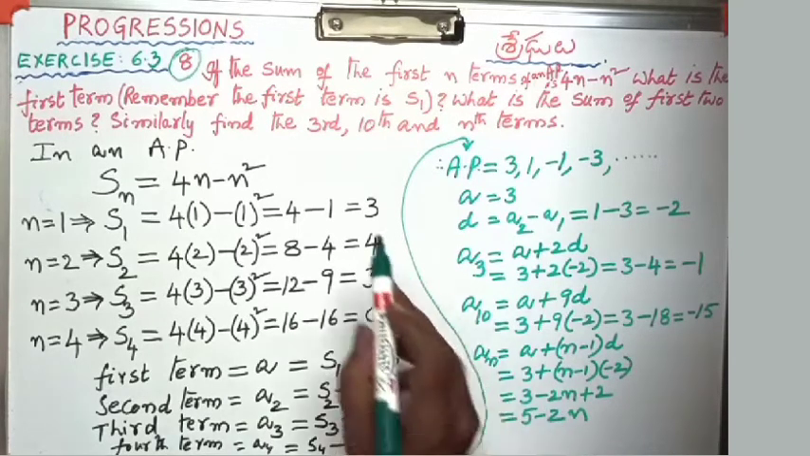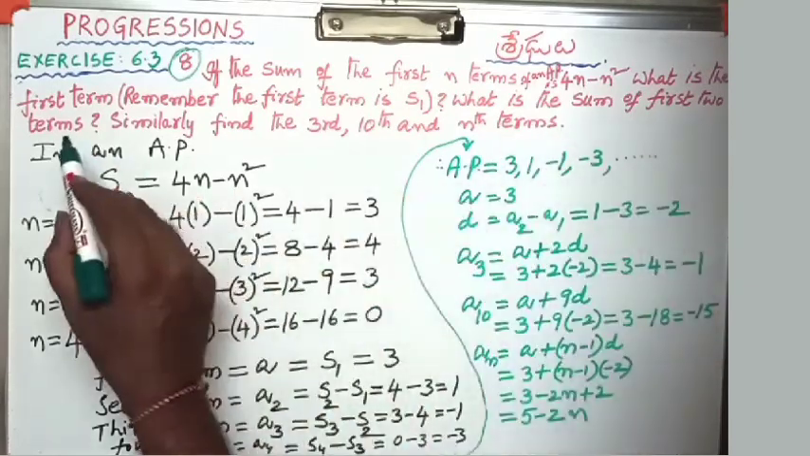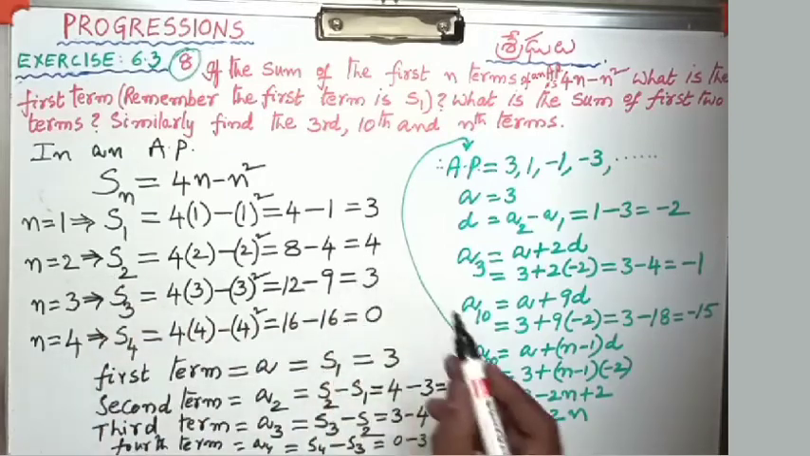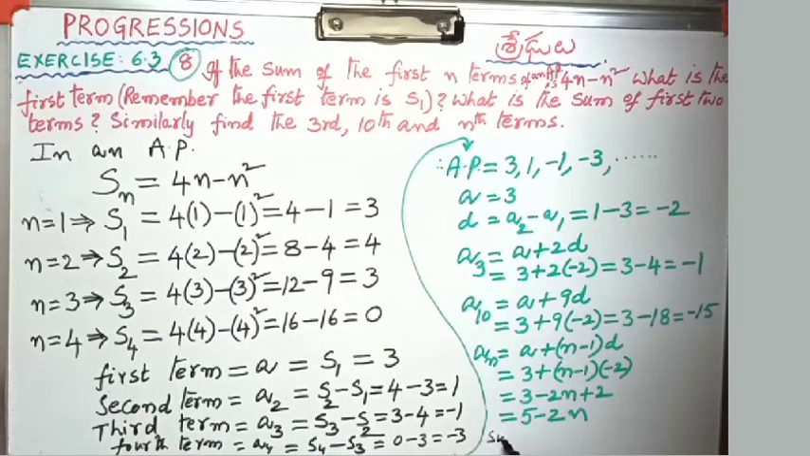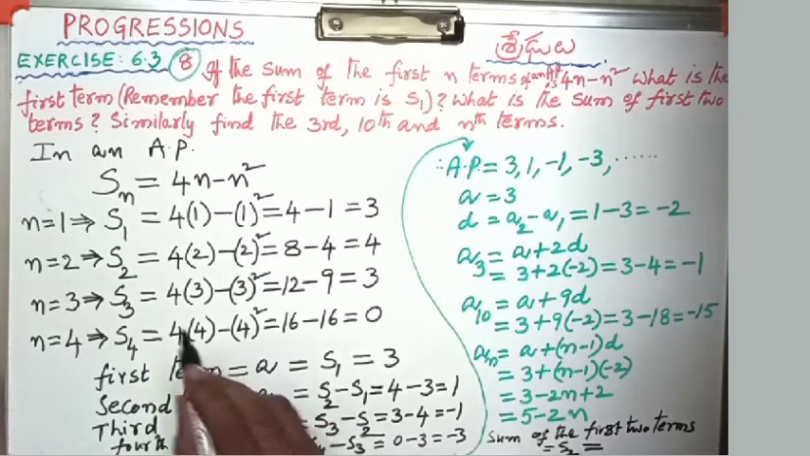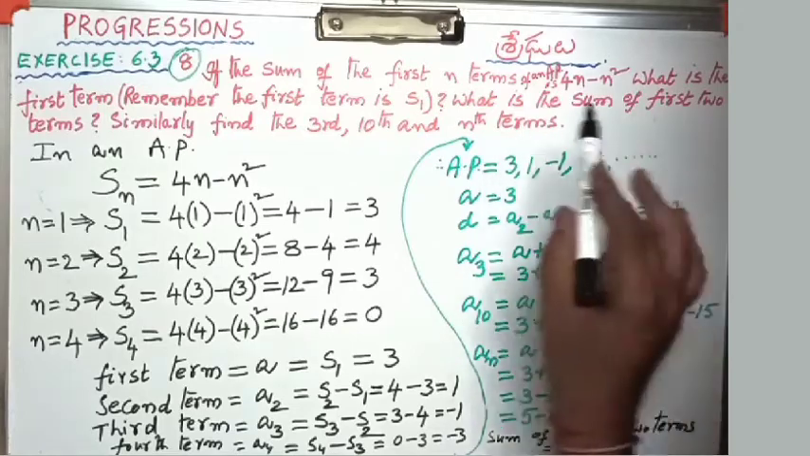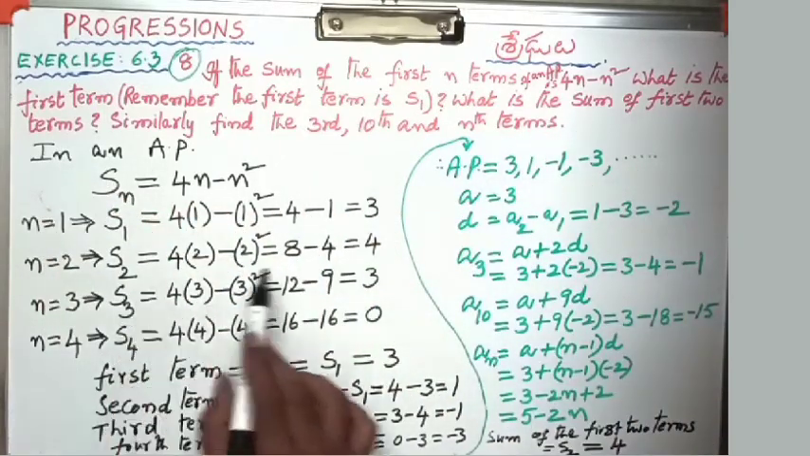Okay, and next they asked what is the sum of the first two terms. We already found that the sum of the first two terms S2 is equal to 4. The sum of the first two terms is equal to S2, and we found the S2 value here as well. So we put the same value here, 4. So as they asked, what is the sum of the first two terms? The value is 4.